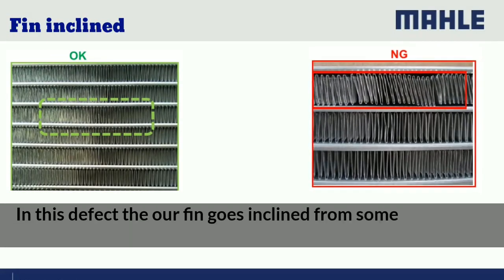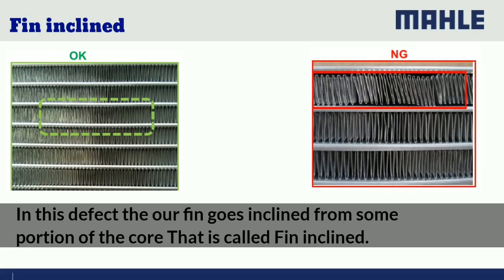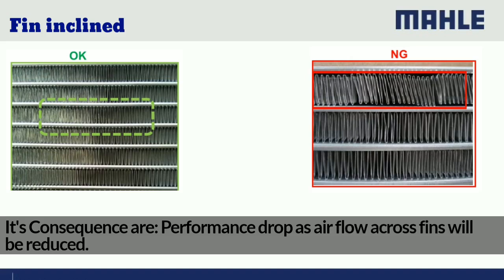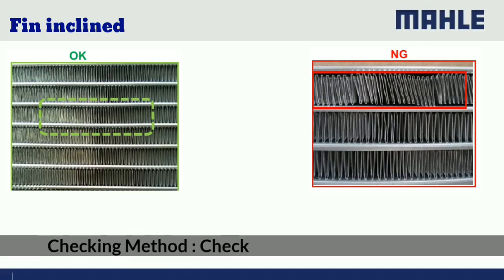Next is fin inclined. In this defect, look at the picture. Our fin is inclined from some portion. Its consequences are performance drop as airflow across the fin will be reduced, and its checking method is visual.